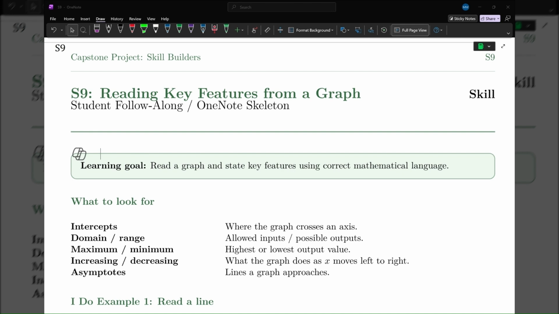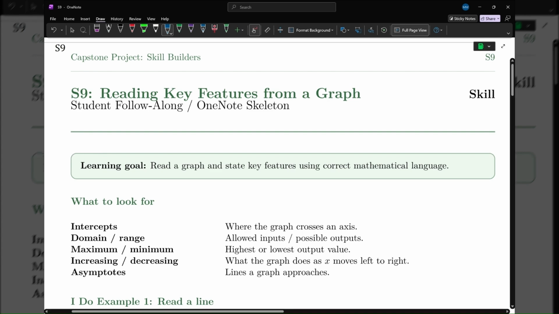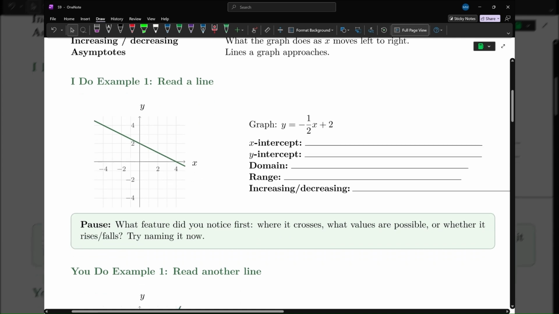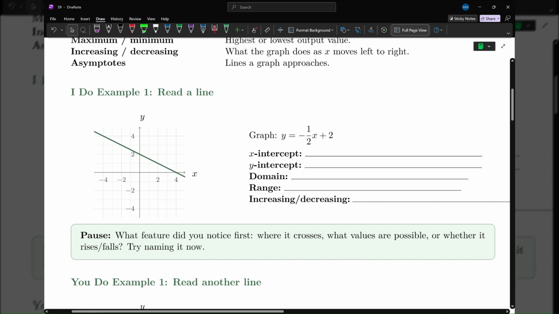And then asymptotes are going to be lines that a graph approaches, probably does not hit, especially in the case of vertical asymptotes, it won't hit. Horizontal and end behavior, we'll talk more about that next year. So let's just start with a line, just the boring old line. So example one, here's a graph.